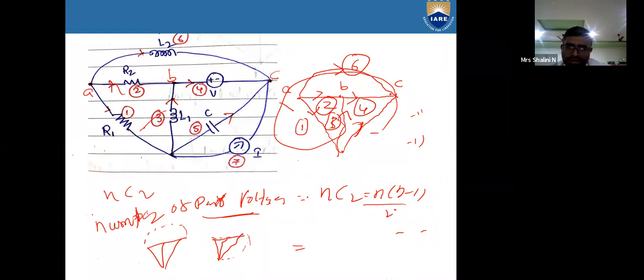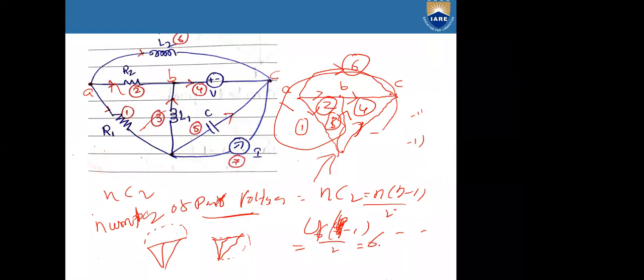First of all, I am calculating for the complete graph. How many nodes will be there? 4 nodes. 4 into 4 minus 1 by 2. How much did we get? We got 6.